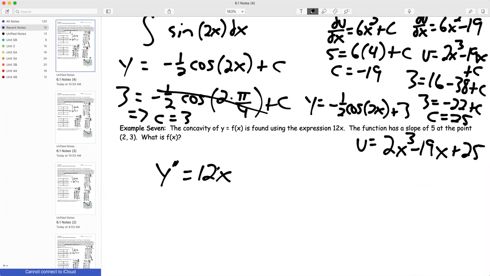Does that look like a double prime there? Kind of. Nah, one prime. Now we're in business.